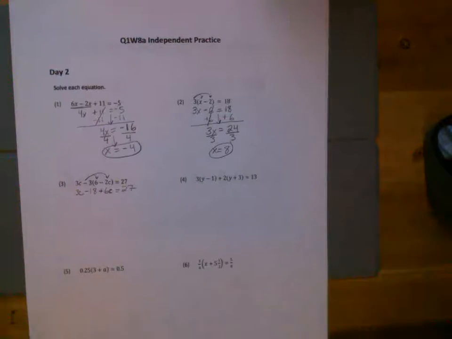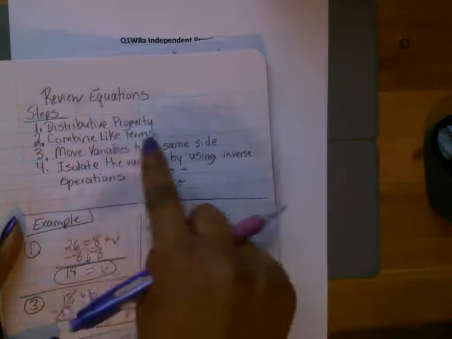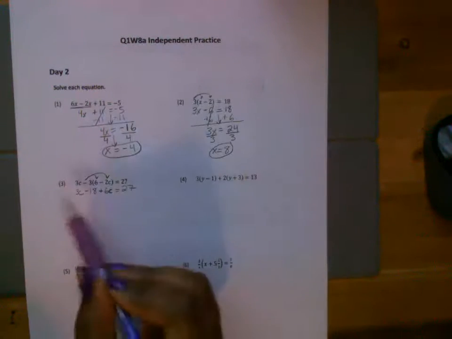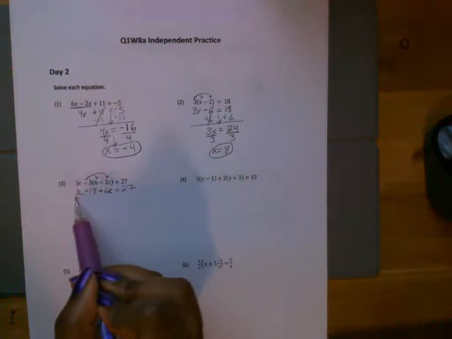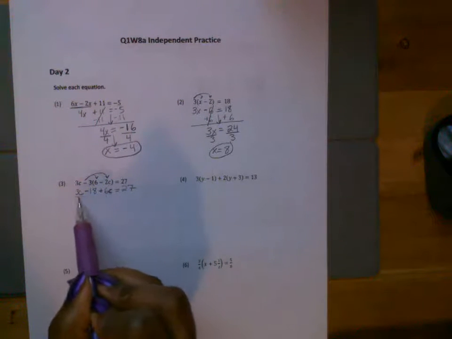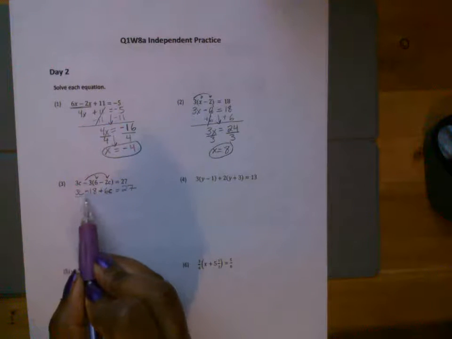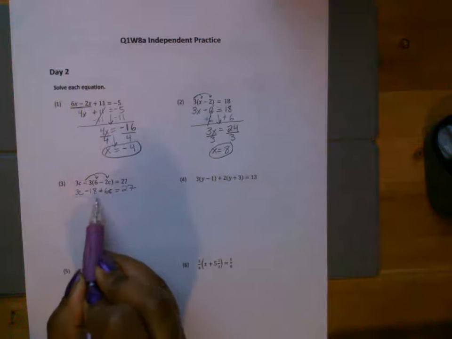Now our next step, looking at our steps, we did distributive property. The next step is to combine like terms on each side of the equal sign. So let's look at this side of the equal sign. What can we combine over here? What terms? Not quite. Try again. What terms can I combine on this side here? What terms are alike? They're like each other.